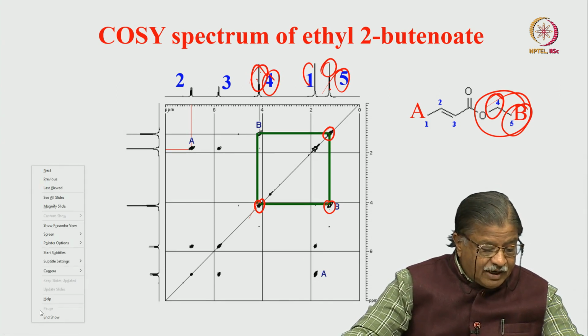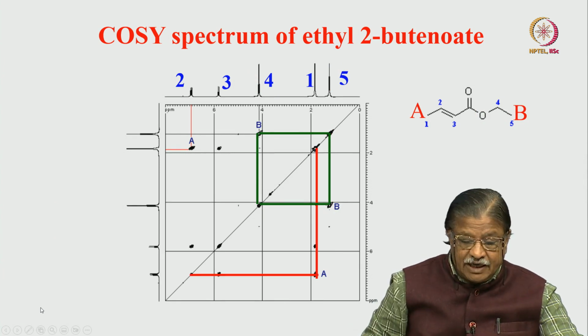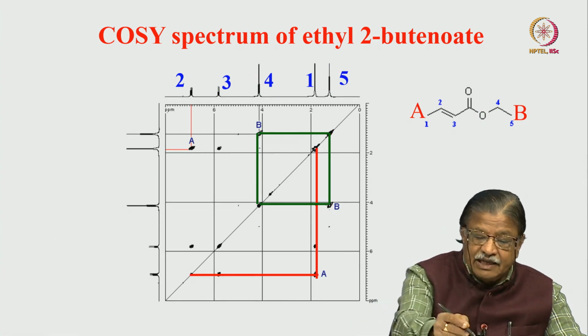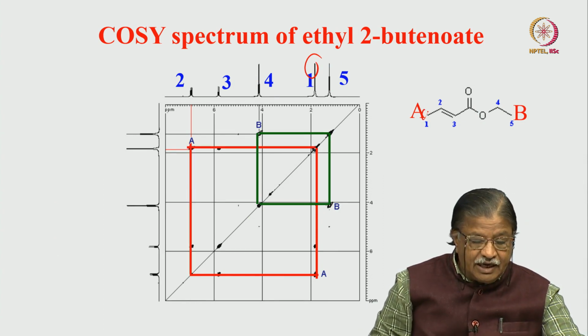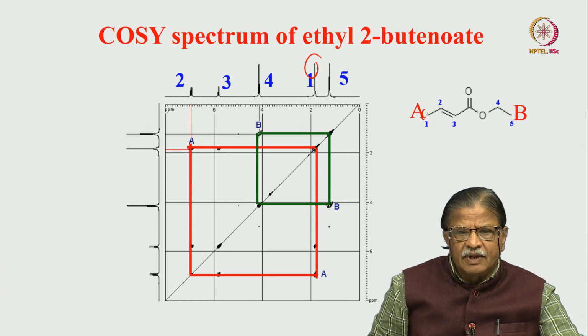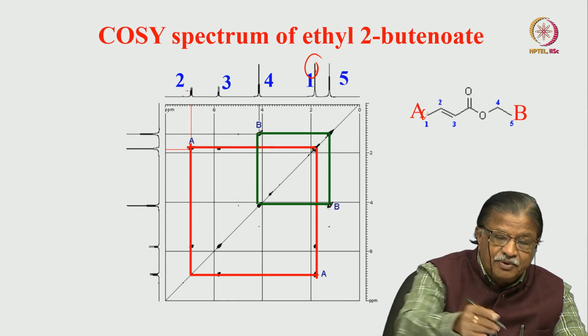Next, what is the other thing we have to see? Other CH3. You will start with the other CH3. This is another CH3, again a terminal CH3. Come down, go horizontally, you complete a square. That means 1 is coupled to 2.